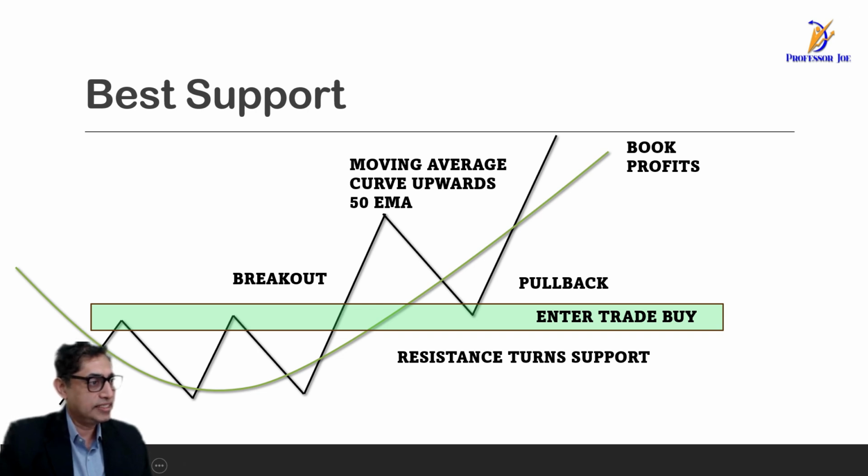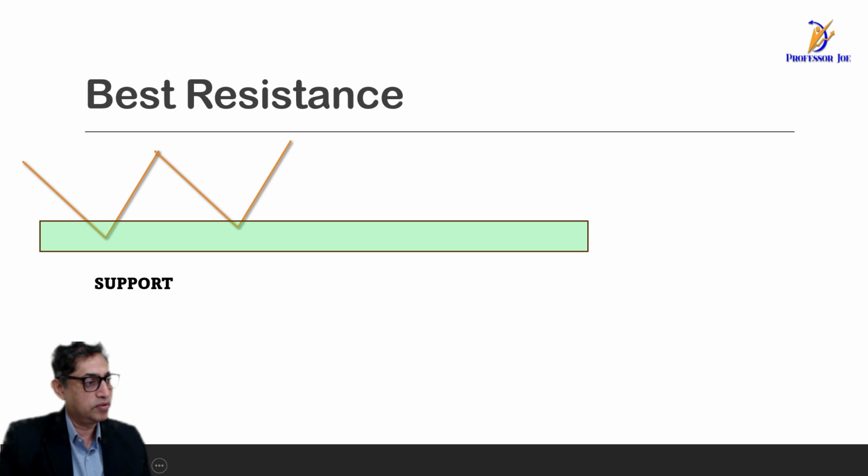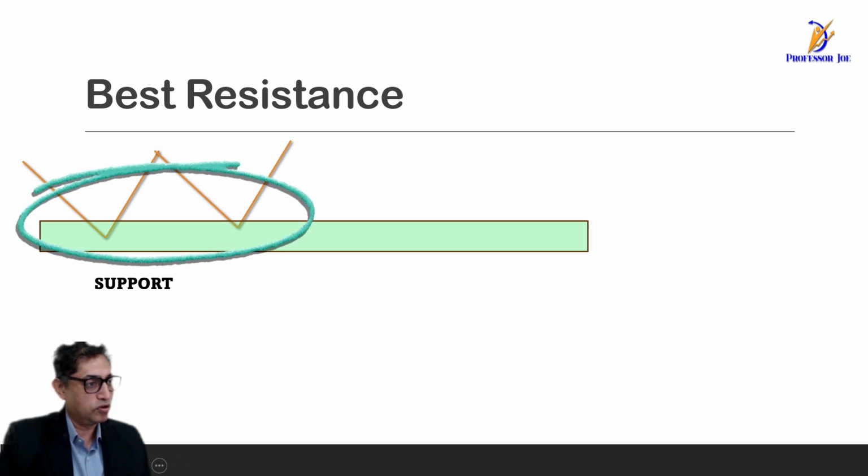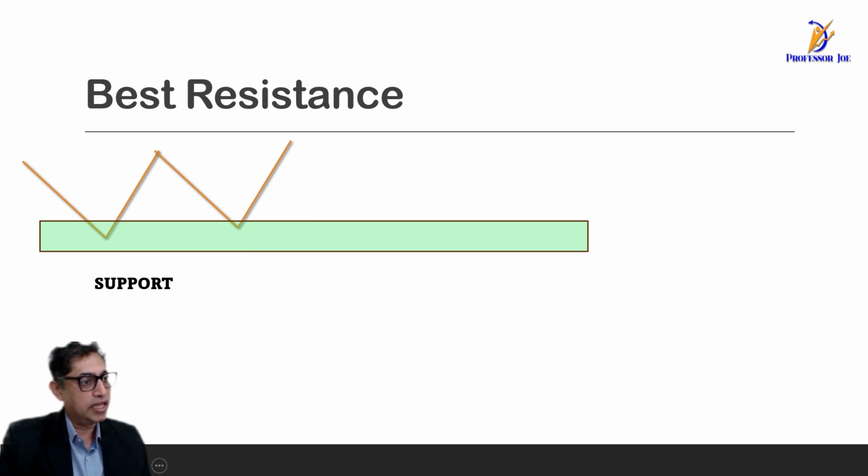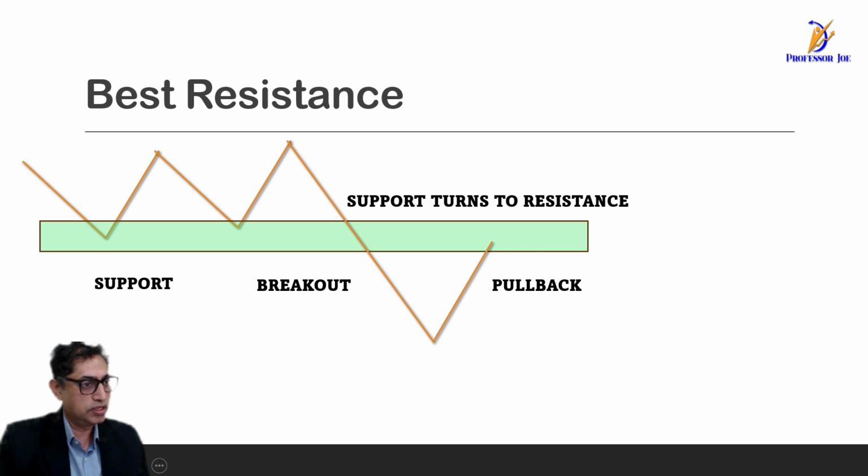For a perfect resistance, you wait for the price to come down to a support zone, go back up, come back to the same support zone, go back up, and then you wait for a breakout. Once the breakout happens, step two is you wait for a pullback into the same support zone, but now the support zone has been converted into a resistance zone.